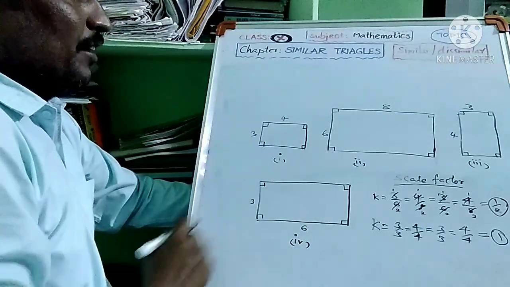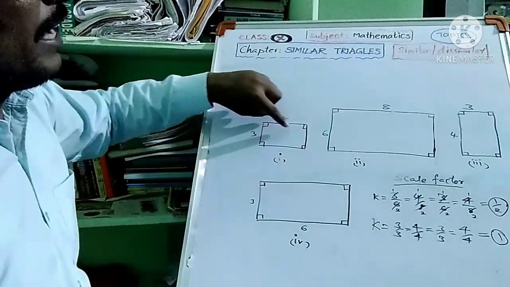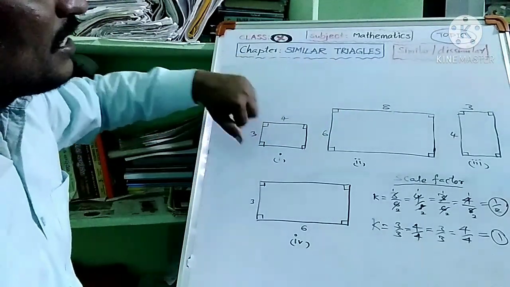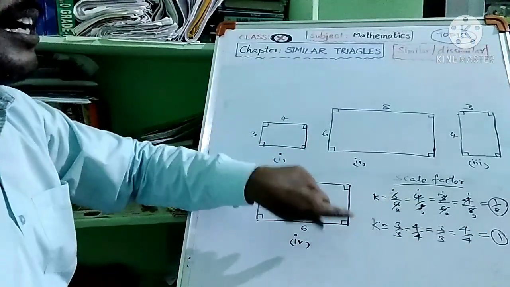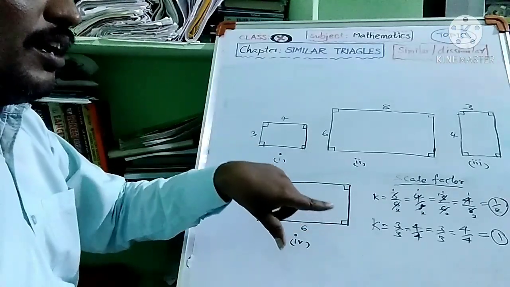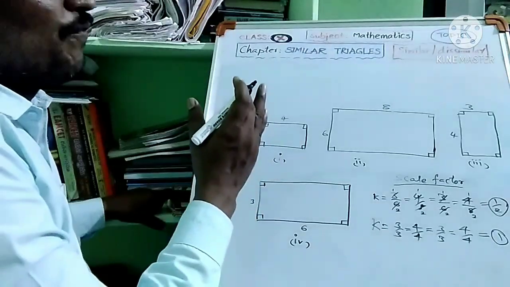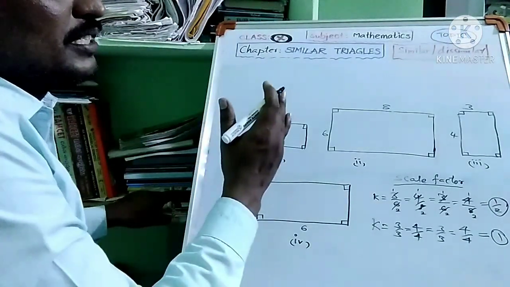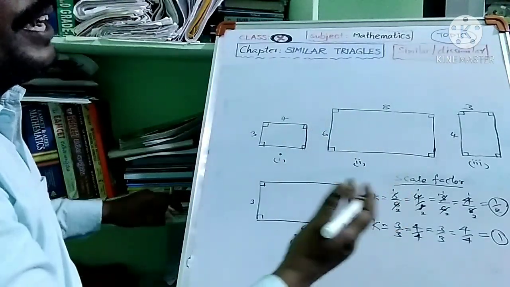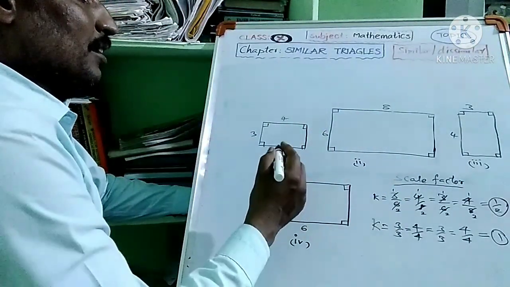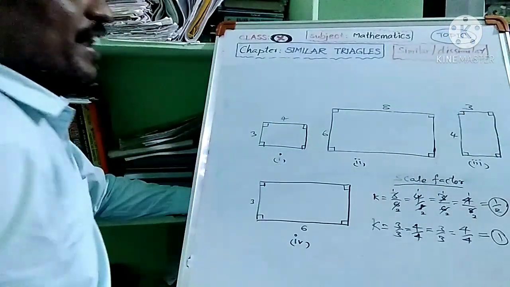Not only similar, if you observe, the angles are equal and the sides are also equal. In the scale factor, we are getting 1, meaning the sides are not only in the same ratio but also equal, meaning the figures are in the same shape and also in the same size. Therefore, they are said to be congruent figures. These two are similar, as well as congruent.